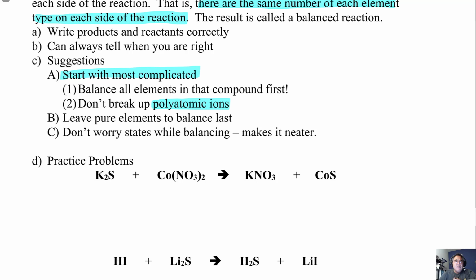Now, wherever the most complicated compound is, right, it could be a reactant or a product. So if you have a reactant, you'll balance the stuff on the product side with it. If it's on the product, you'll balance the stuff on the reactant side with it.